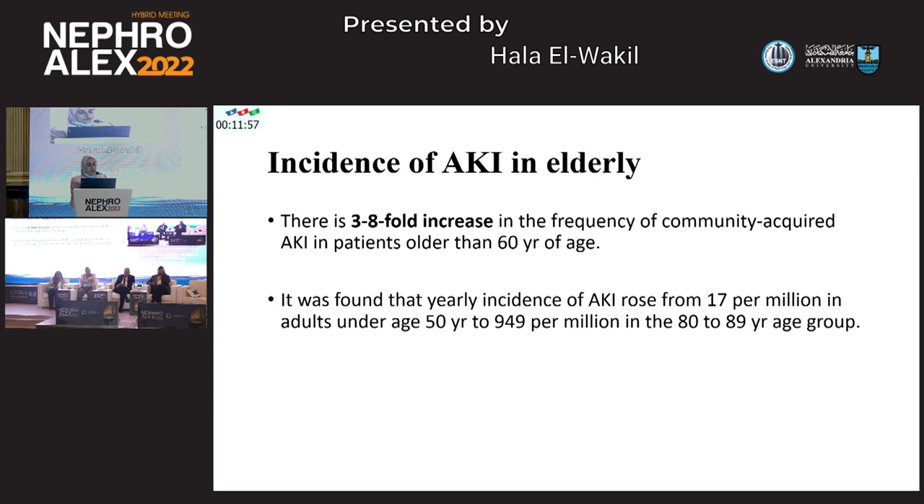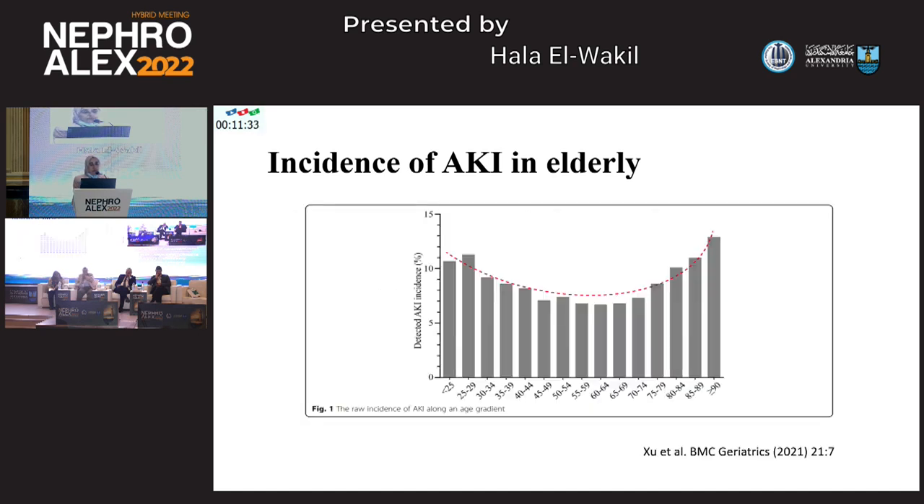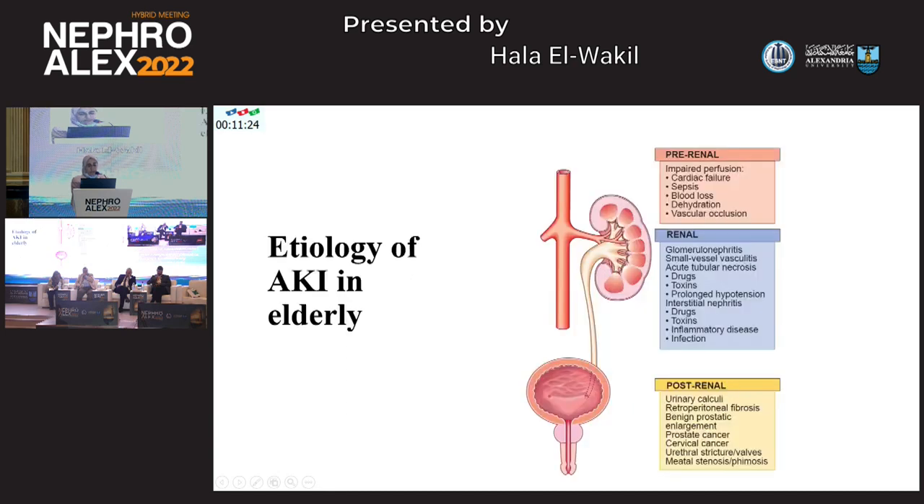So the incidence of AKI in elderly is high. It constitutes about a 3 to 4 to 8 fold increase in community-acquired AKI in patients above 60. It was found that the yearly incidence of AKI rose from 17 per million under the age of 50 to more than 940 per million at the age of 80 and above. And this is a U-shaped curve of the incidence of AKI. It shows the rise of the incidence of AKI starting from the age of 60.